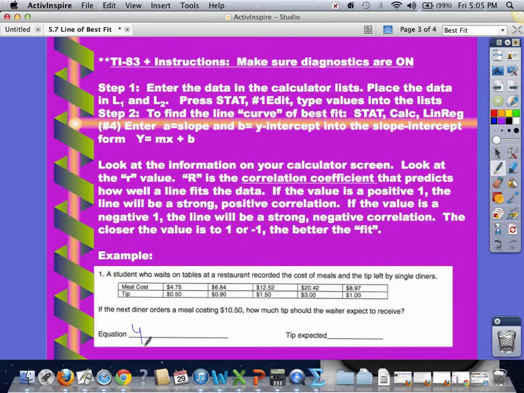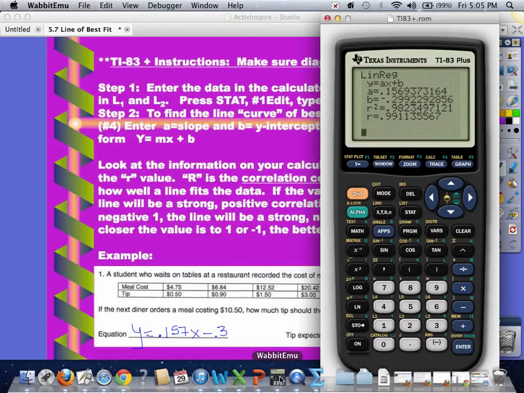So it'll be y is equal to 0.157x minus 0.3. And in this section, it'll be okay to have decimals because that's what the calculator is going to give you. It's minus 0.3 because it was a negative 0.2999. So it should be, I guess, 0.3. Let's look at that again, make sure. Yes, it's 0.2999, so that means it's a negative 0.3. Okay, you're going to use that equation to figure out the next question.